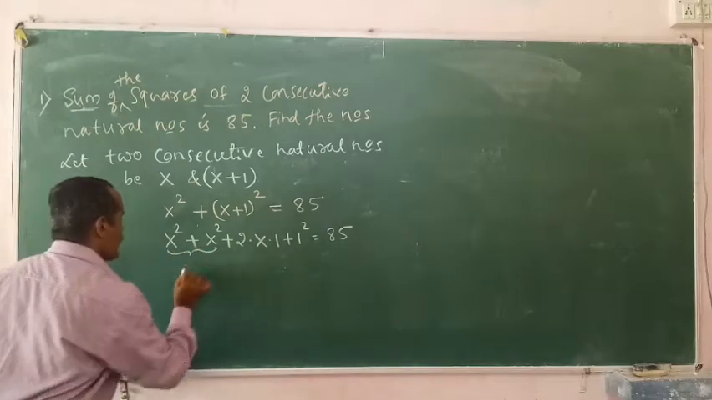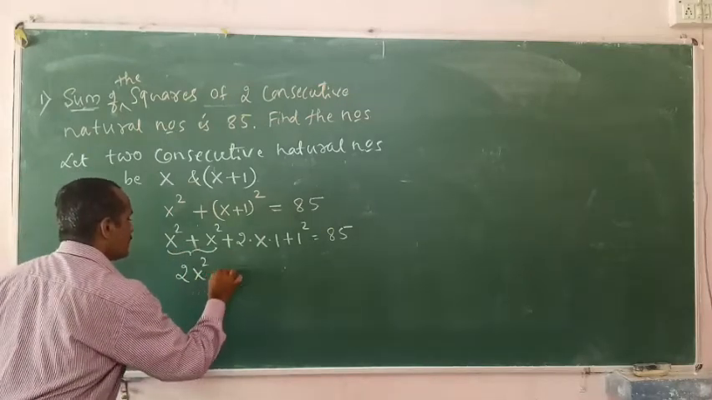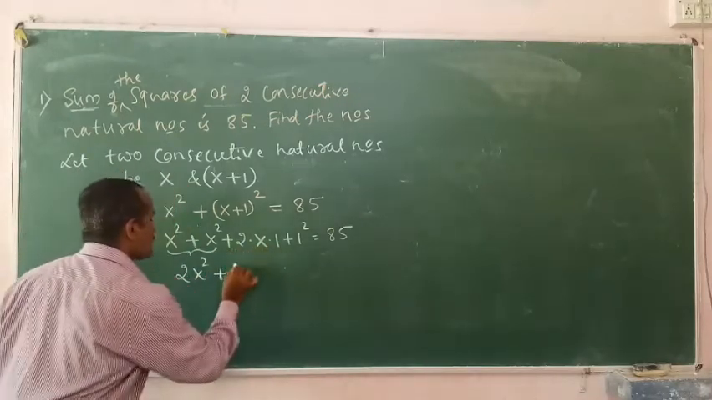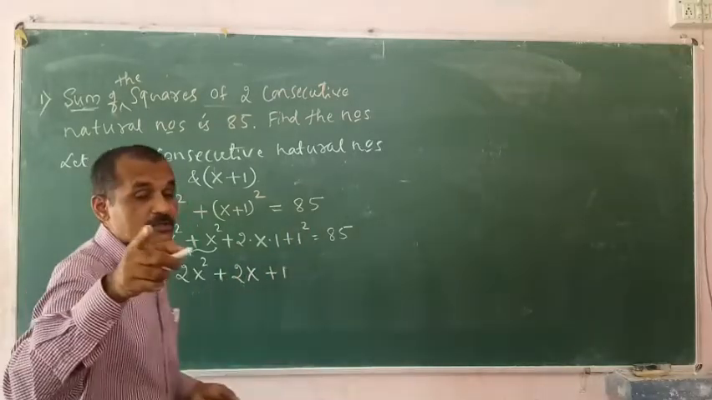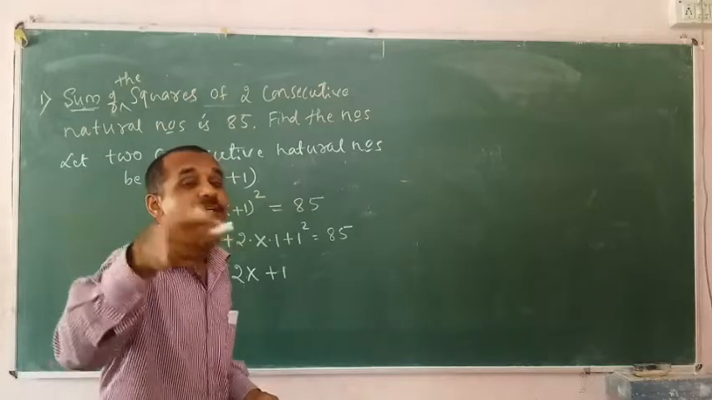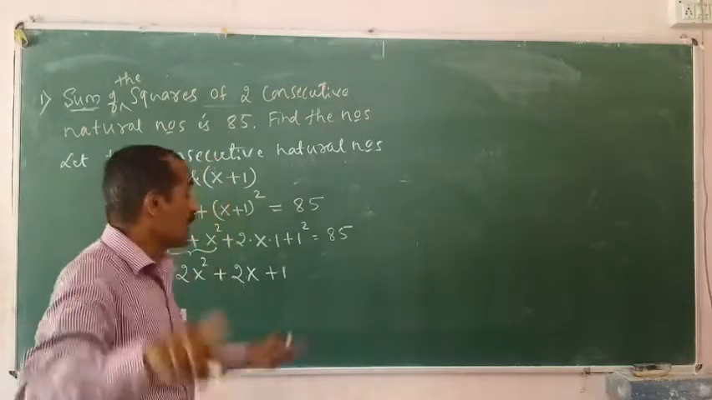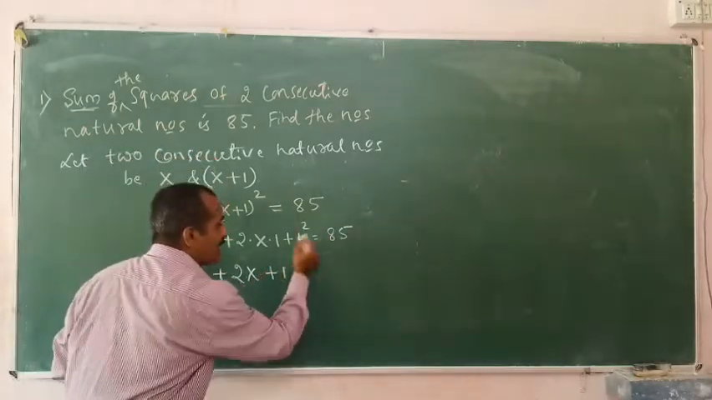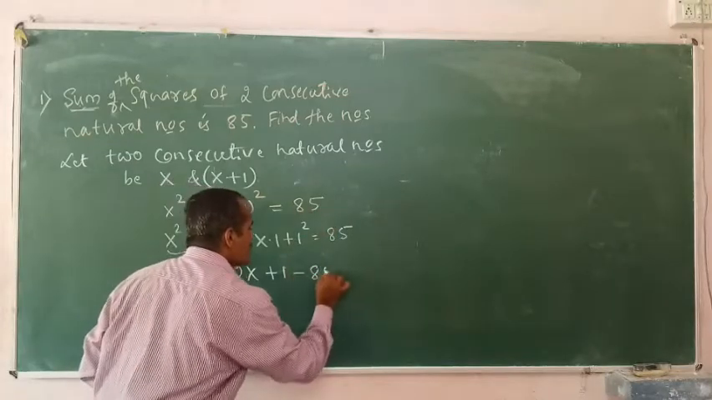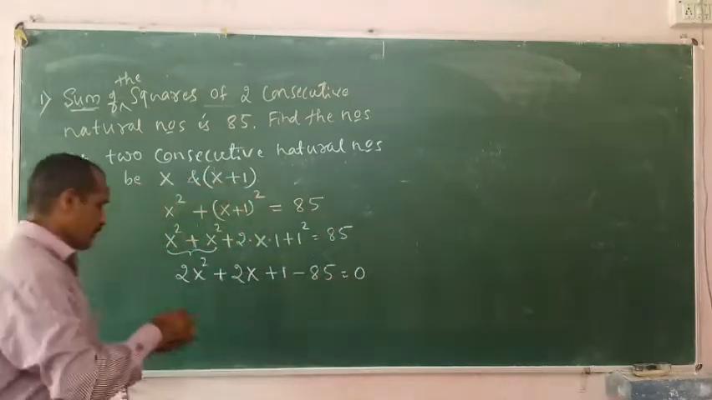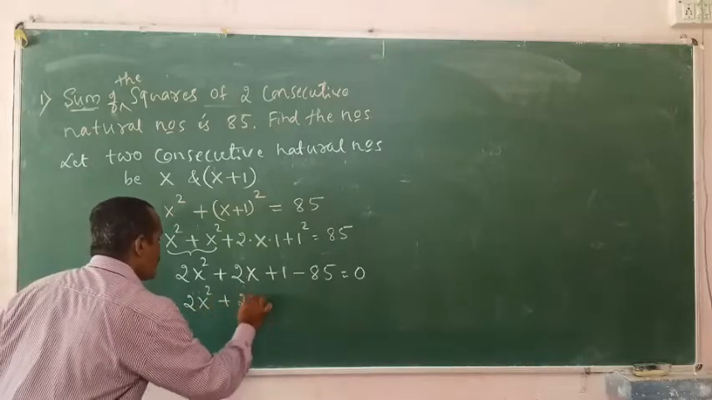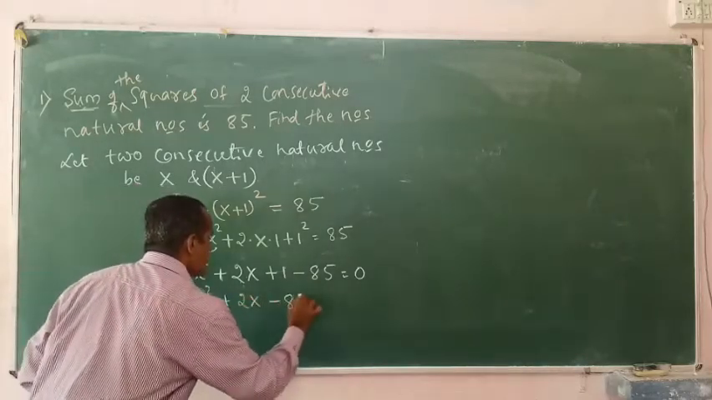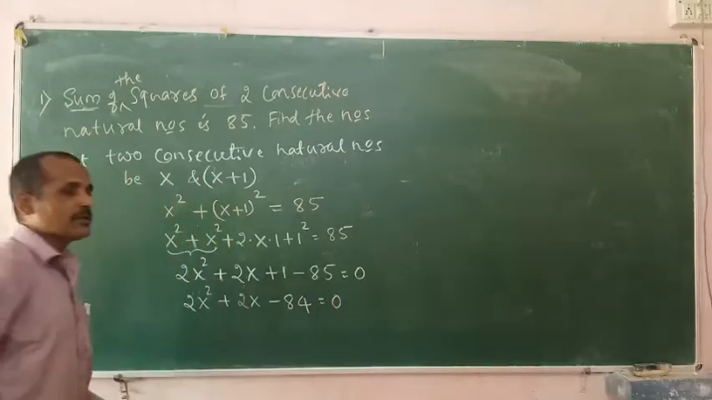x square plus x square is 2x square, plus 2 into x into 1 is 2x. Students are making mistakes here. You know that 1 square is 1, 1 into 1. It is 1 only. Then we bring it to the LHS: minus 85 is equal to 0. 2x square plus 2x minus 84 is equal to 0.